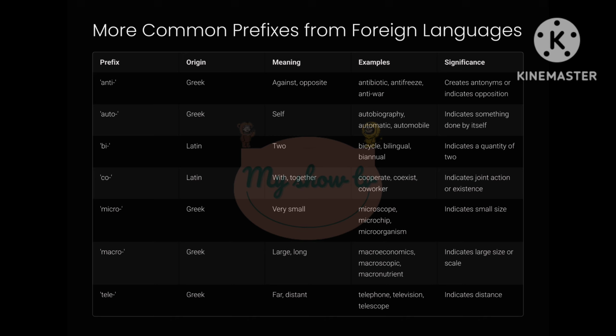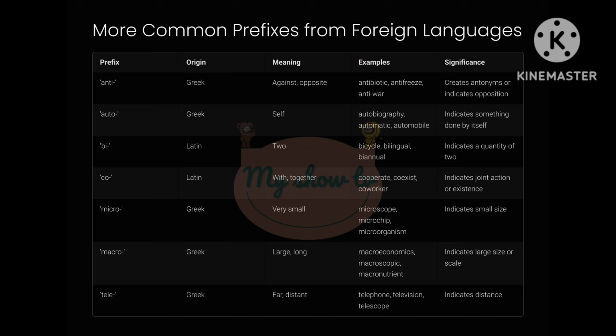3. Bi, Latin, but also found in Greek roots, means two. It indicates a quantity of two. Examples are cycle becomes bicycle, two wheels, lingual becomes bilingual, two languages, and annual becomes biannual, twice a year.